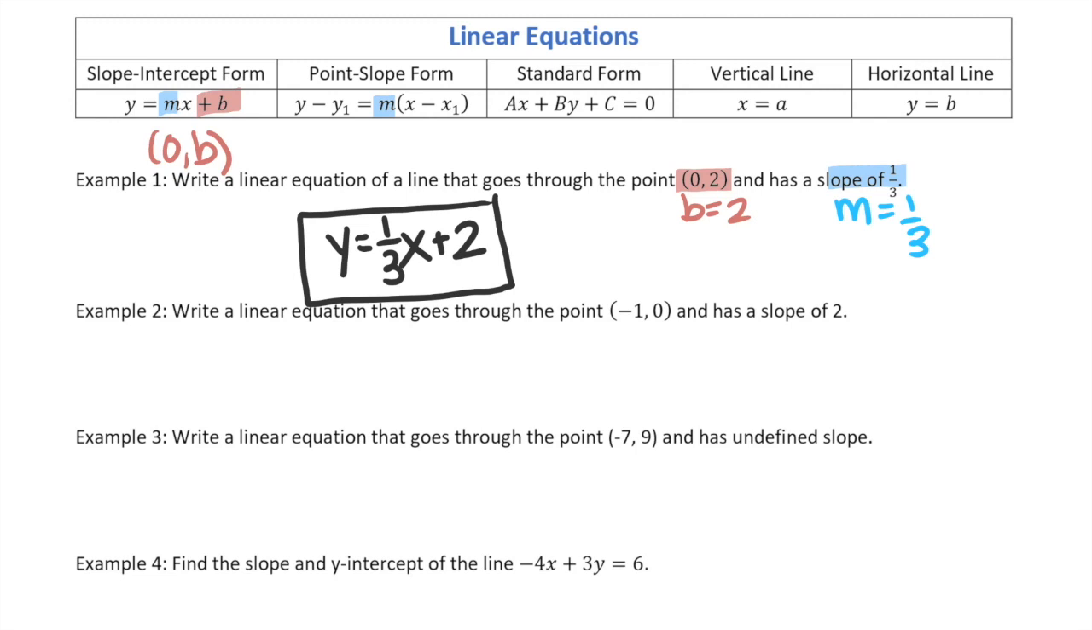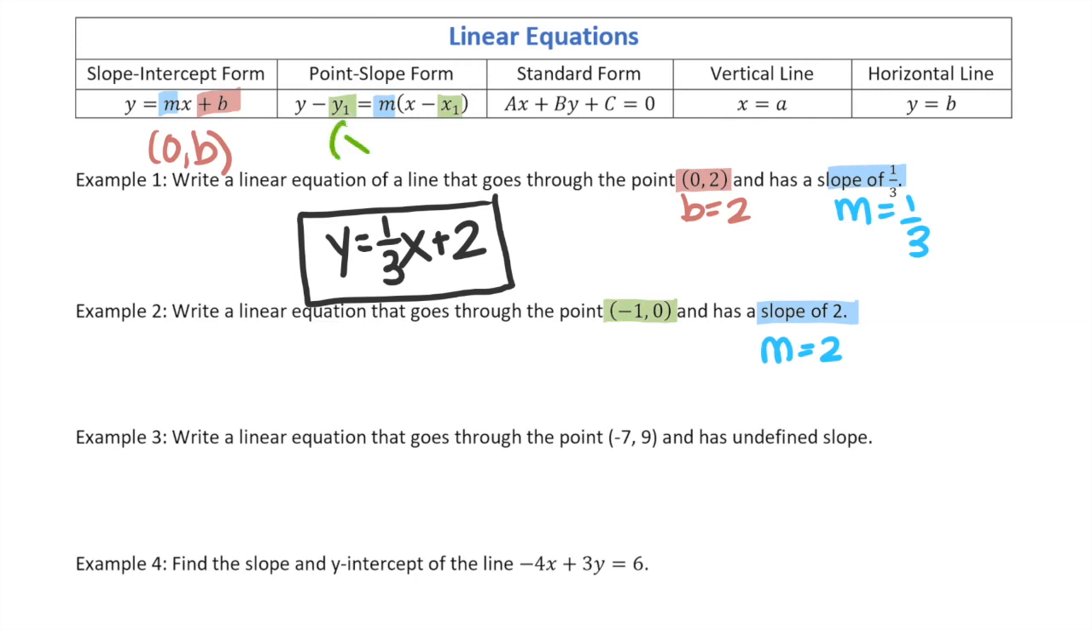Next up, write a linear equation that goes through the point -1, 0 and has a slope of 2. So they give us the slope again. Our slope is 2, m, which means we've got to have one of these equations with the m in it. Okay, so this xy point that they gave us is not the y-intercept, it's some other xy point. So any other generic xy point, we're going to call x1, y1.